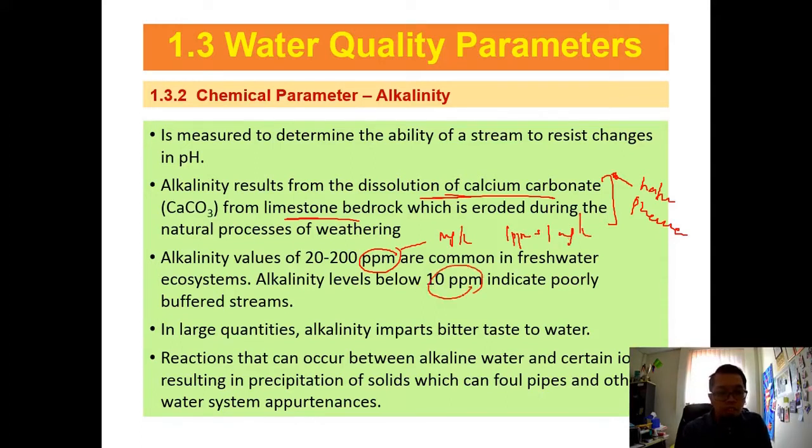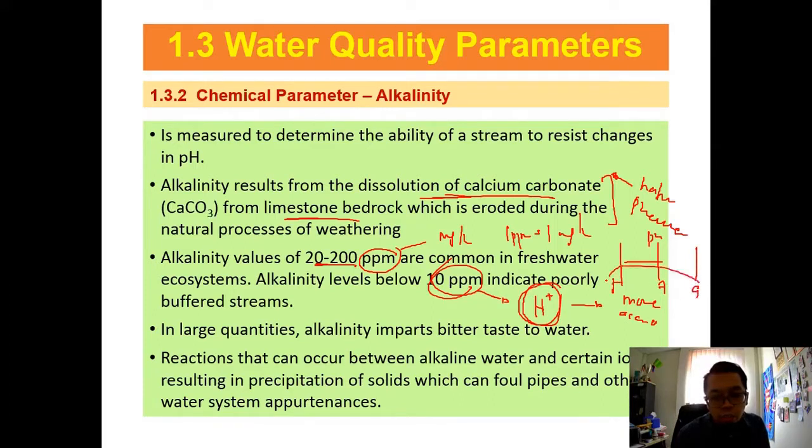If the alkalinity level is less than 10 ppm, it indicates a poor buffer stream. That means it is quite difficult to counter the hydrogen ion in the water, so the water can become more acidic. That's why the common value is 20 to 200, to make sure the pH of the water is between 6.5 and 9. Within this range the water is in good condition.